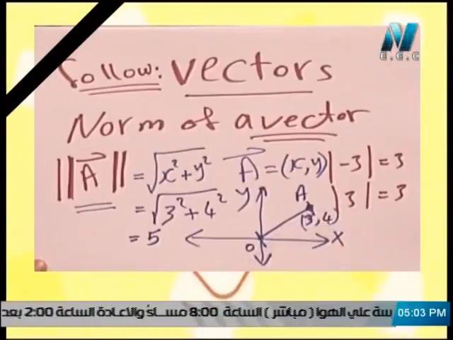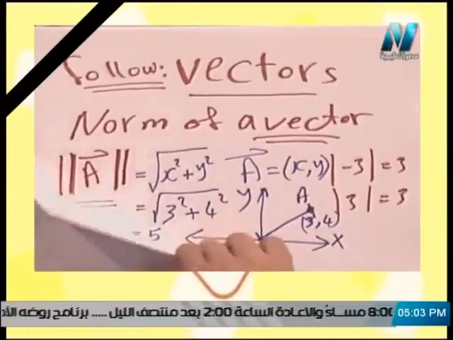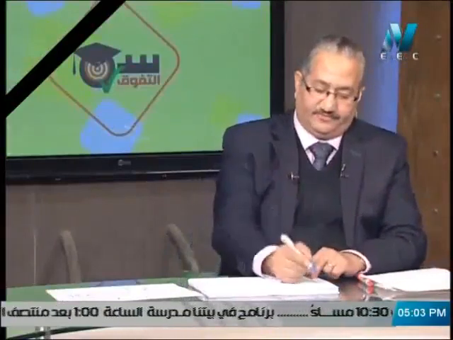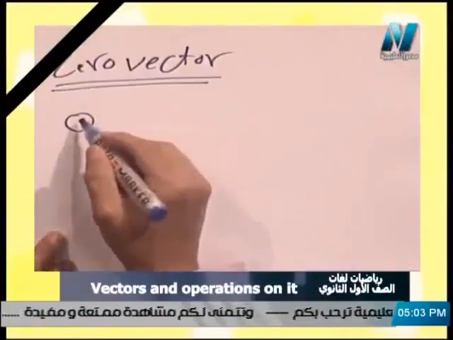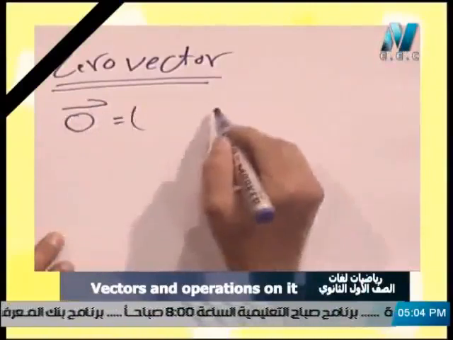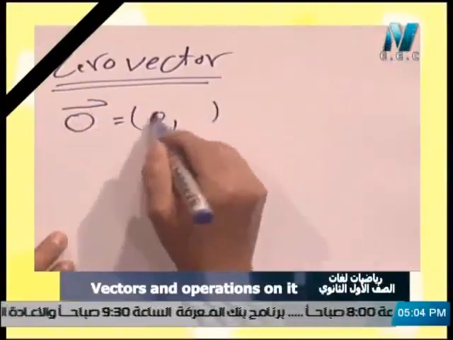Okay, let's move to another definition. We have here some definitions. What is the zero vector? Zero vector, from its name, it's zero, but at the same time it's a vector. So we call it the zero vector. It's just zero and has a direction, and its expression is like that, 0 and 0.